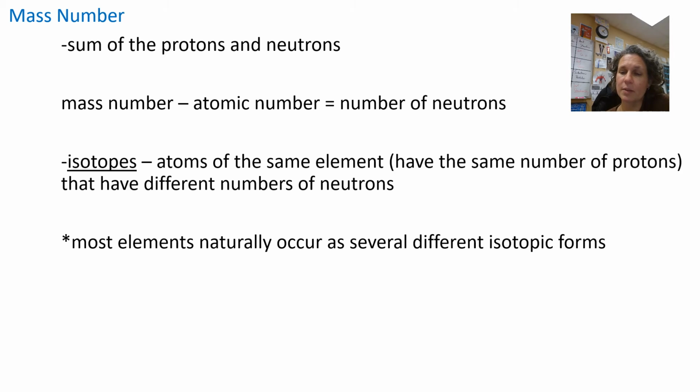Isotopes are atoms of the same element, which means they have the same number of protons. So 13 protons means it's aluminum, but they could have different numbers of neutrons. So instead of just having 13 neutrons, they may have 14 neutrons. And so those two atoms, even though they're the same element, would have different mass numbers because of the different number of neutrons. And the reason on our periodic table that the atomic mass is a decimal is because they've averaged what they have found naturally.